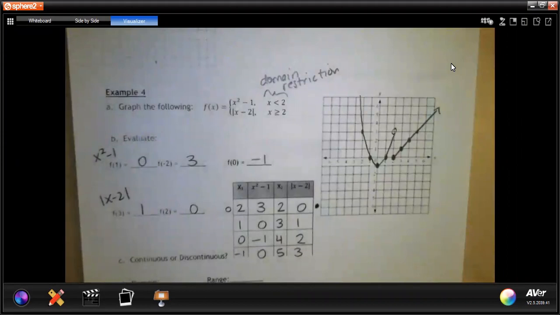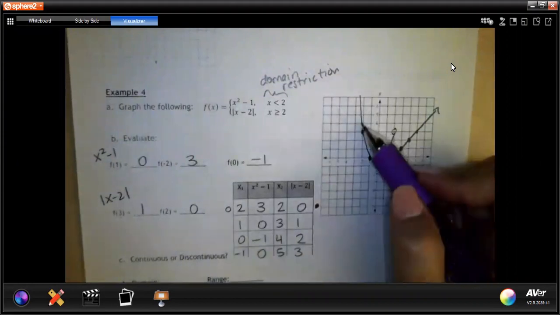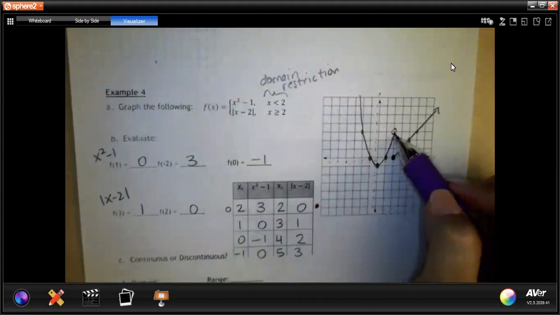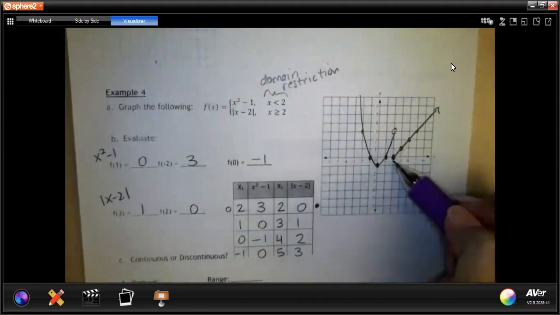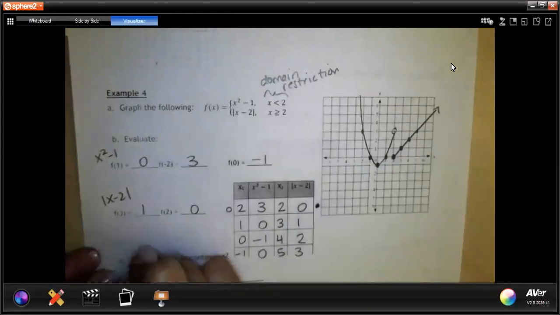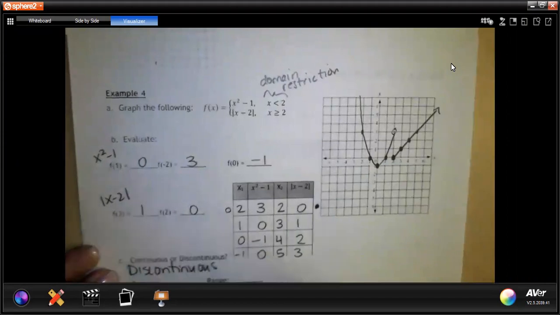All right, so some of the things we're going to have to think about with these piecewise is domain and range and continuous or discontinuous. If we look at this graph right here, all of these are continuous. I do not have to pick up my pencil until it gets to this point. I cannot continue graphing without picking up my pencil. It jumps down here. So this is discontinuous. If I have to pick up that pencil, it is discontinuous.